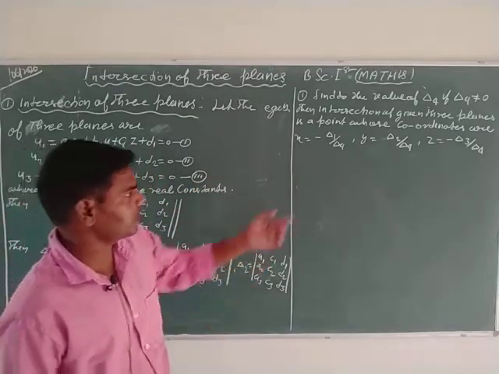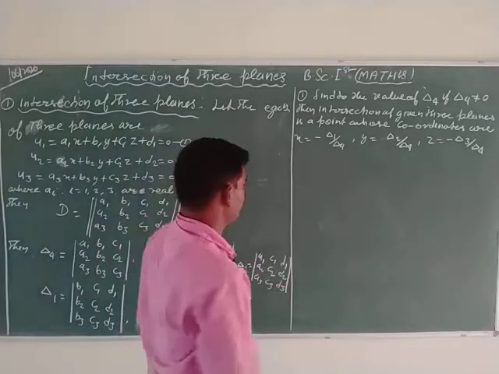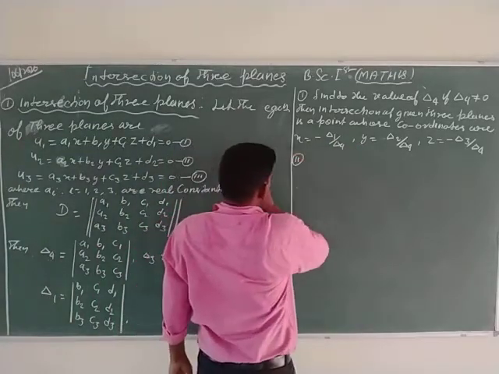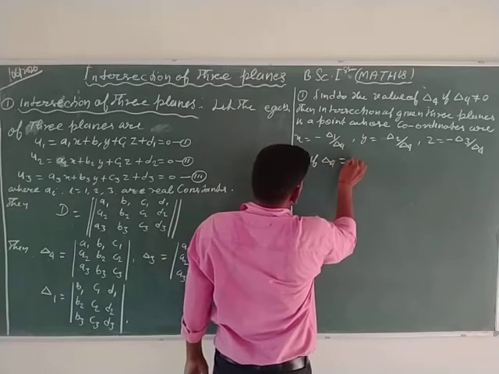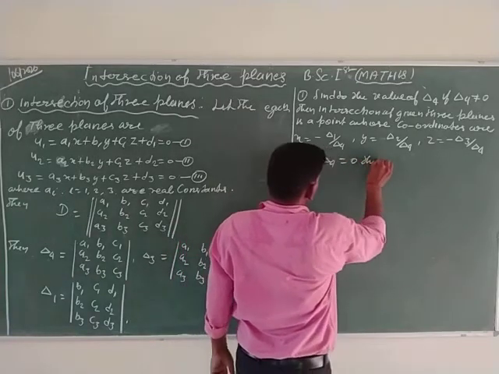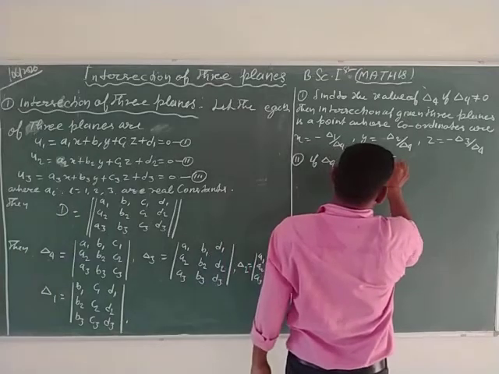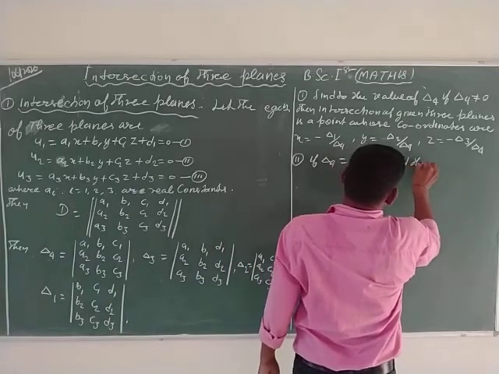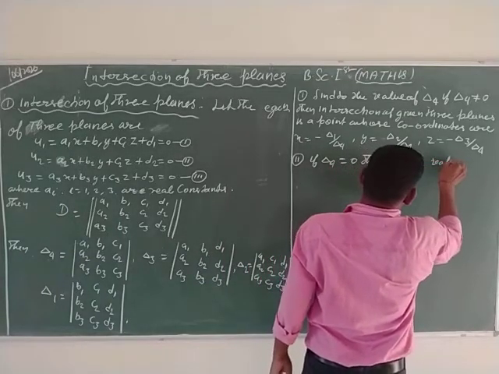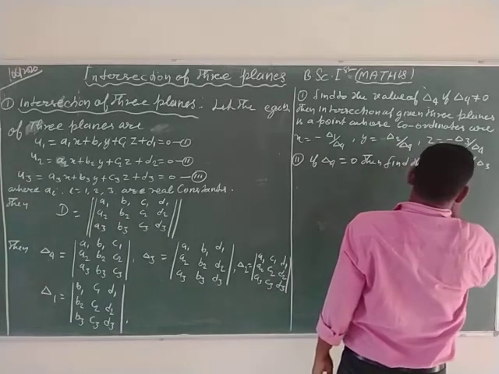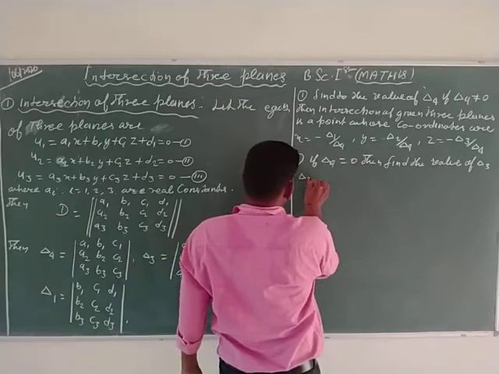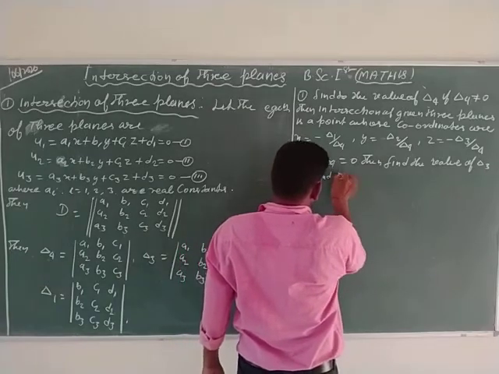But if delta 4 is equal to 0, then in the second condition, find the values of delta 3, delta 2 and delta 1.